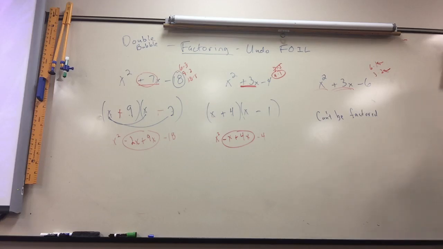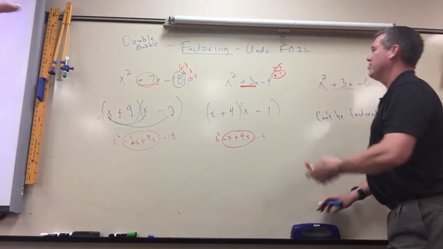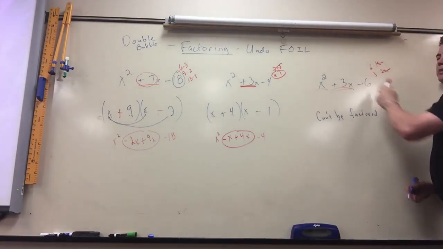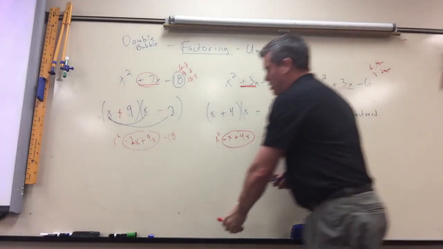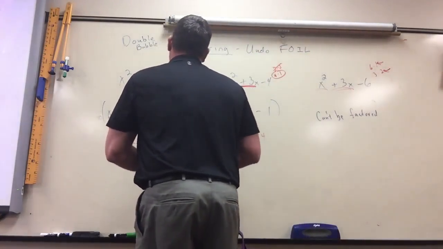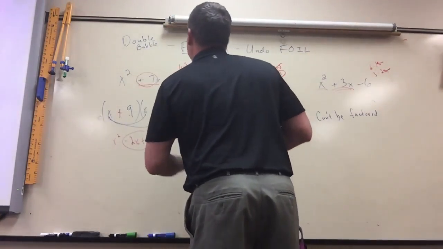I see how you know right away. It was like 9 minus 2 is 7. Yep. 4 minus 1 is 3. Yep. And that one, these won't make 3. So some of them can't be factored.